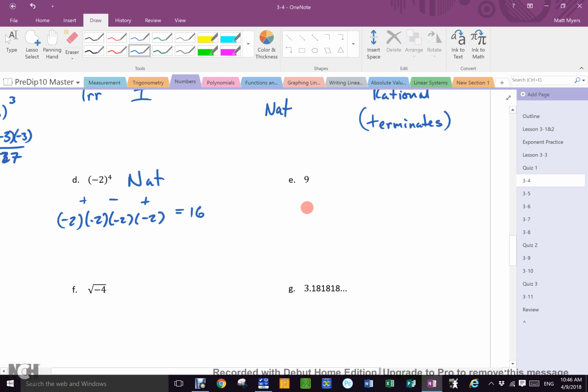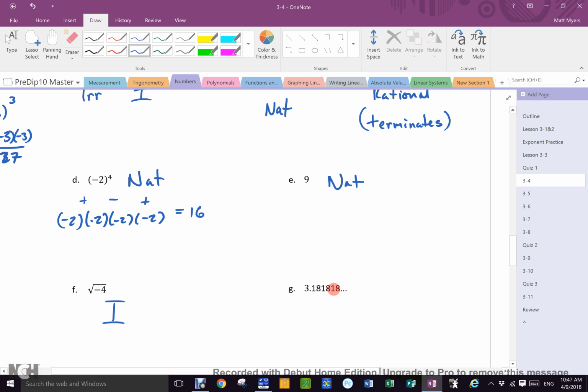What about 9? Natural. What about the square root of negative 4? Imaginary. It's imaginary because it doesn't exist.